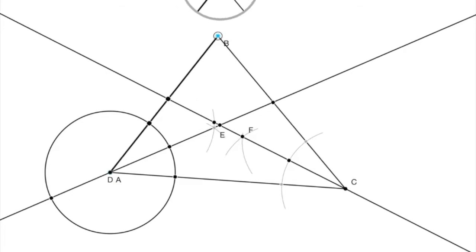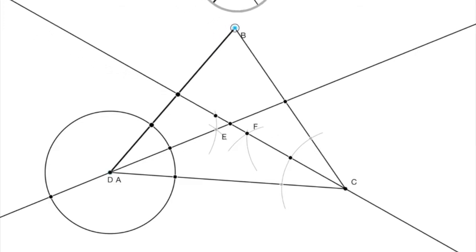Now, the nice thing is those two angle bisectors, they meet at our point right here. This angle bisector is equidistant to this side as it is to this side. This angle bisector is equal to this side and this side, so that point, because it's on both, is equidistant to all three sides.